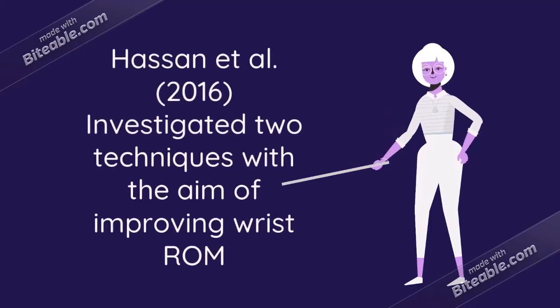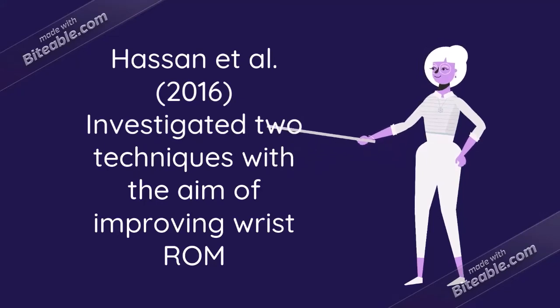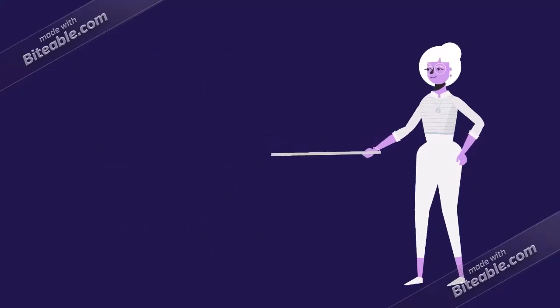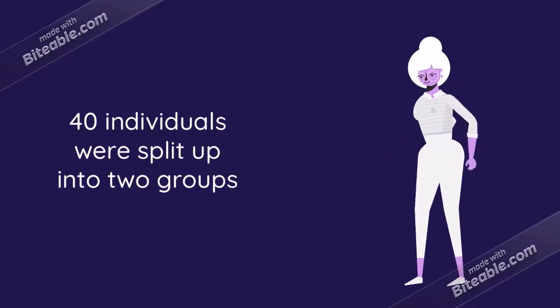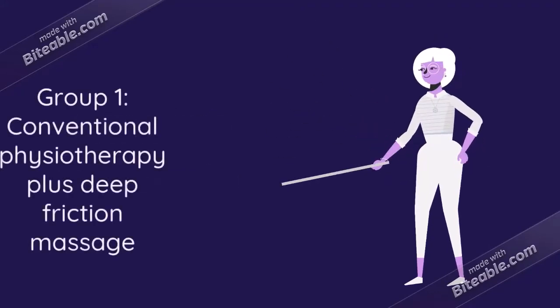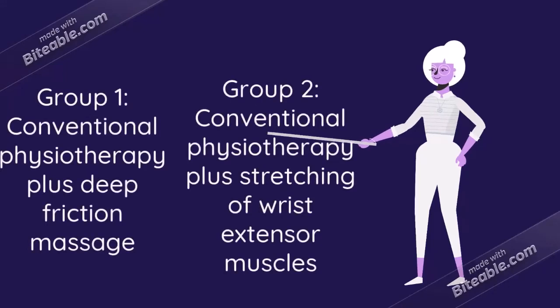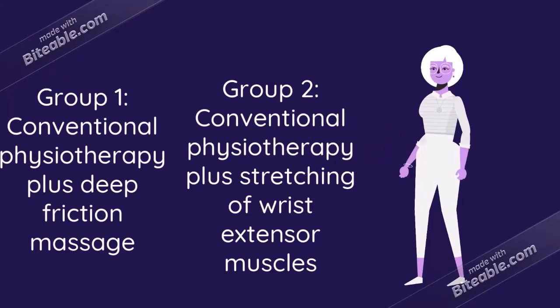In 2016, Hassan et al. investigated 2 separate techniques, both with the aim of improving range of motion at the wrist following lateral epicondylitis. 40 participants were split up into 2 groups. Both groups received a conventional physiotherapy program. However, the first group would also receive a deep friction massage technique, and the second group would receive a program that focused on stretching the wrist extensor muscles.